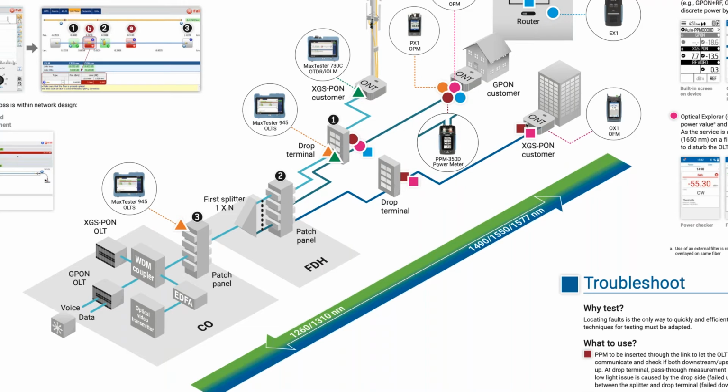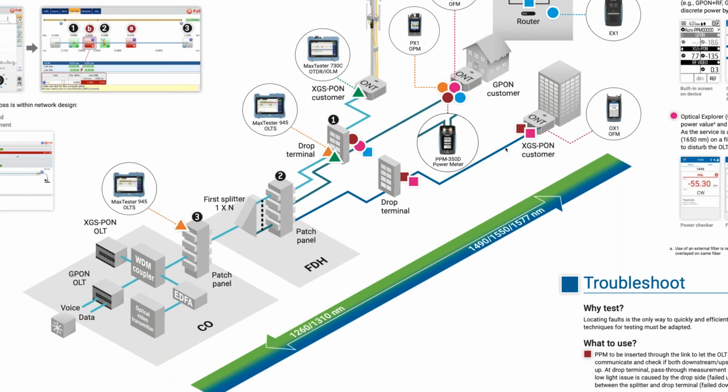And then whoever's doing the customer drops, they may or may not be required to complete an OTDR shot, but it's probably a good idea to verify with a PON power meter that you're getting light from the drop terminal and from the ONT.